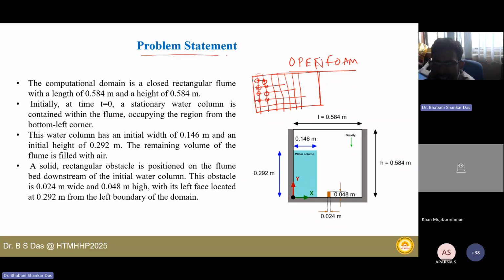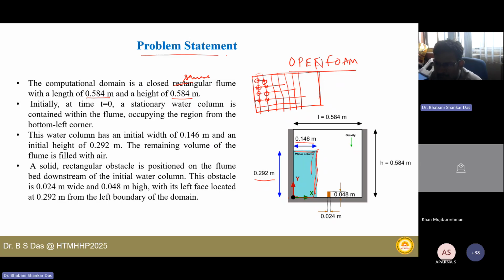Therefore, for the present case, we have defined the problem like a plume of length 0.584 meter and 0.584 meter height. This is not rectangular. This is a square type plume. And at time t0, what will be the water column height? This is the water column height. That means there is a dam in existence. We can think of this as a dam, and there is a water column of this much height, 0.292, and the width of this water column is 0.146.